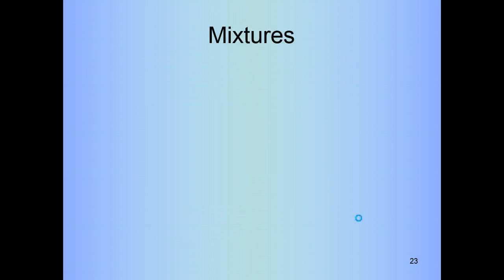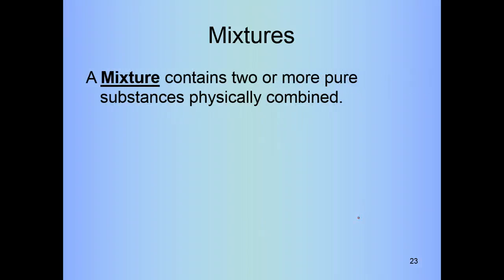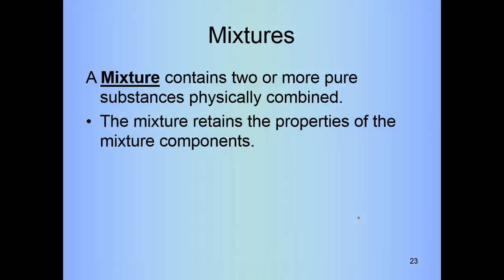Besides pure substances, we've got elements and compounds. For mixtures, a mixture is something that contains two or more pure substances that are physically combined. If I have elements and compounds and I put them together in a container, and they don't react with each other, I have made a mixture. The mixture retains the properties of the mixture components. For example, if I make salt water, it still looks like water, kind of, but it has the salty taste characteristic of the salt. So again, we can still distinguish the characteristics of the original components when we make a mixture.